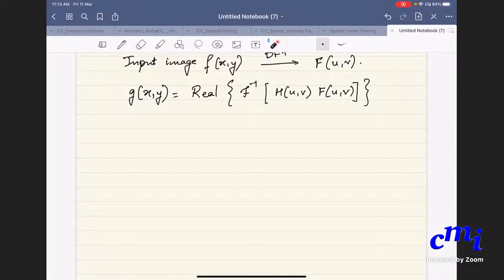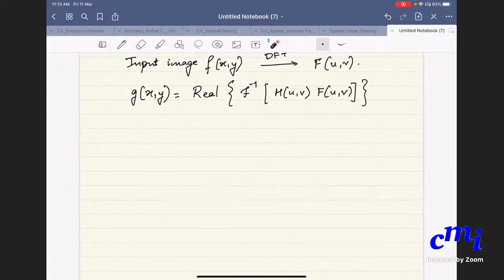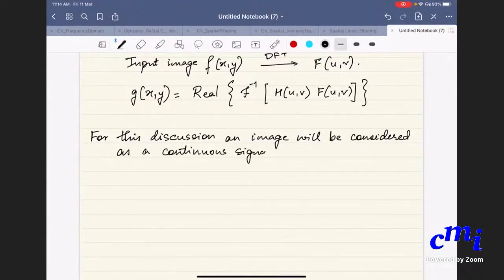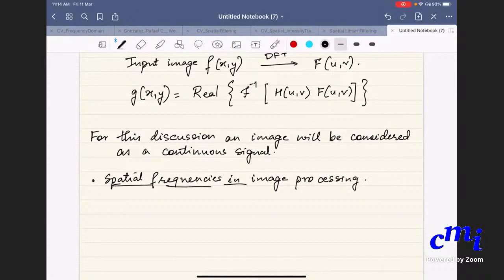For the discussion of this entire frequency domain processing, in the beginning at least, an image will be considered as a continuous signal. Always we will think of the image as a continuous signal which is being discretized using some kind of sampling. With this in mind, we will set up some basic terminology, then look at sampling, and then how all this can be taken to the discrete case. There is something called spatial frequencies in image processing. So in general, what does frequency refer to?